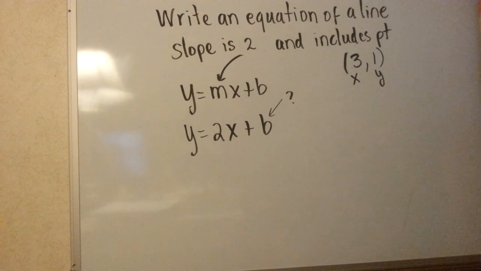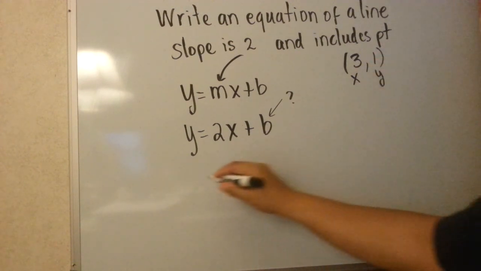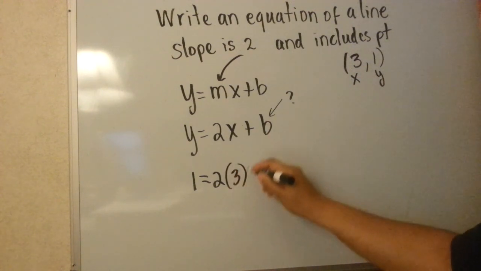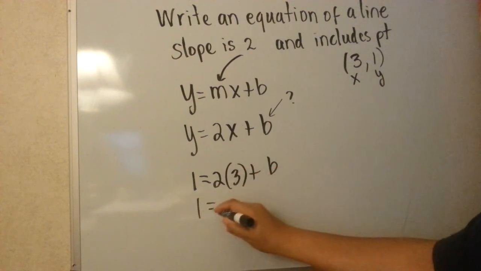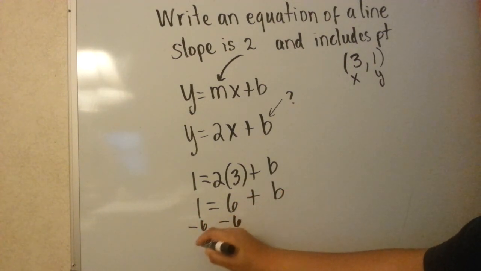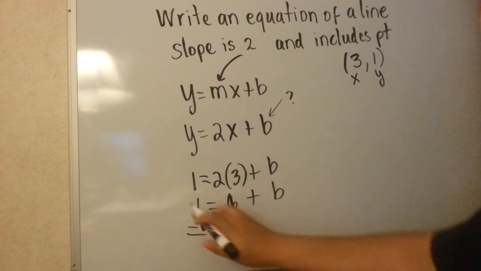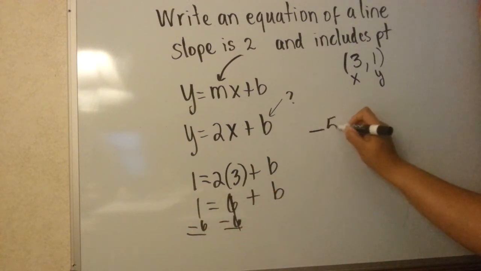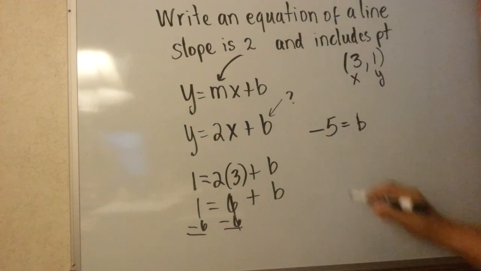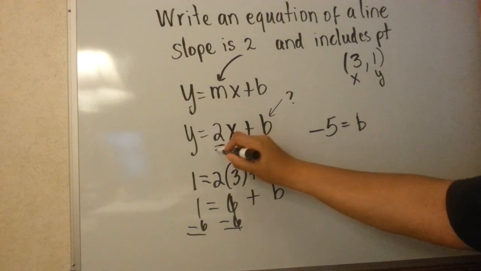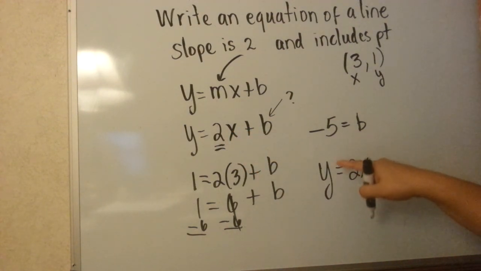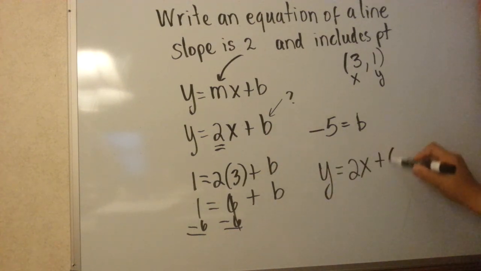So we're going to make that substitution and we're going to solve for b so that we can have the full slope-intercept form. So y is 1, x is 3, plus b. So you have 1 equals 6 plus b. We're going to subtract 6 from both sides. 1 minus 6 is -5, so we have -5 equals b. So this is the y-intercept. So the final answer will be, we already knew the slope, y equals 2x, and it's plus b, so plus a -5.